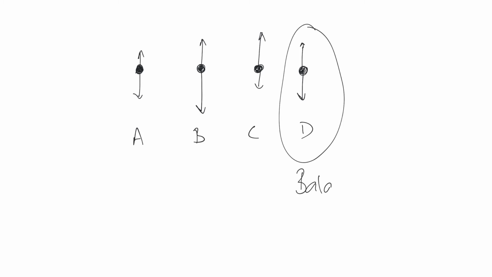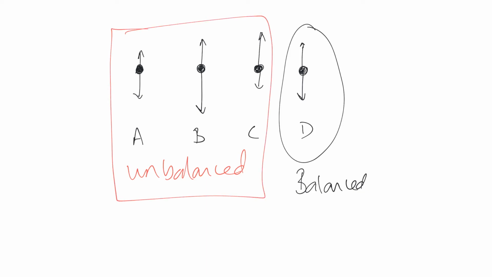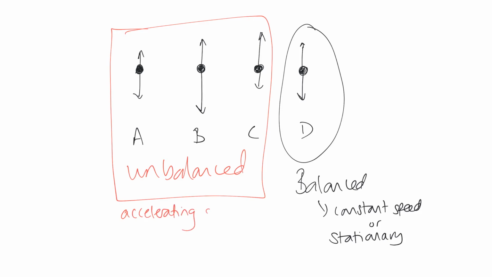And of course, for something to be balanced, that means that it's moving at a constant velocity or constant speed, or is not moving. That means the other 3 must be unbalanced, and that's because the arrows are of different size. And when you have unbalanced forces, that's when the object is able to speed up or slow down, so accelerate or decelerate, so you get a change in velocity.